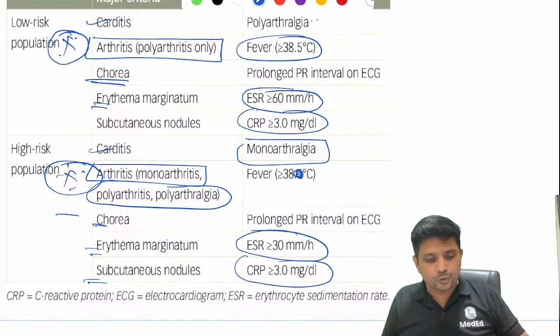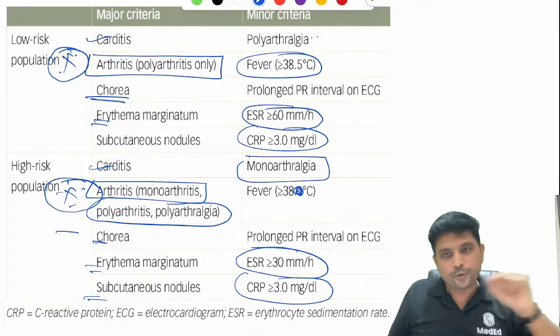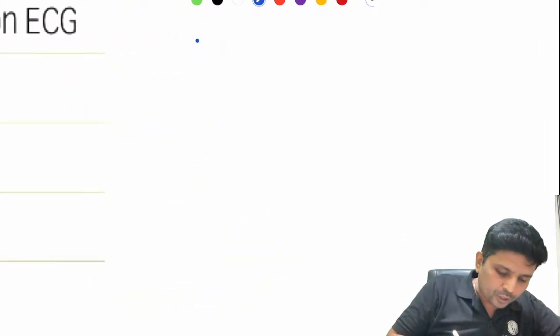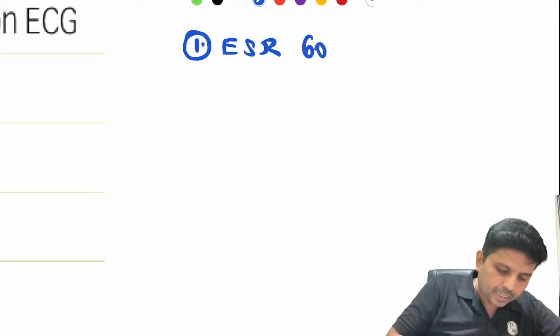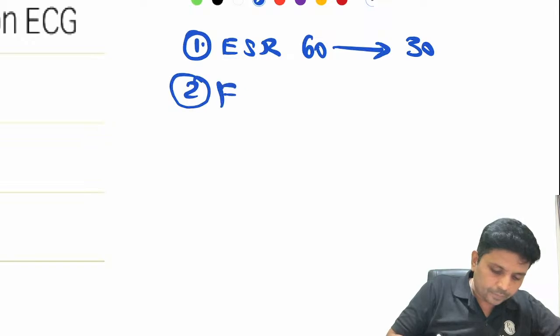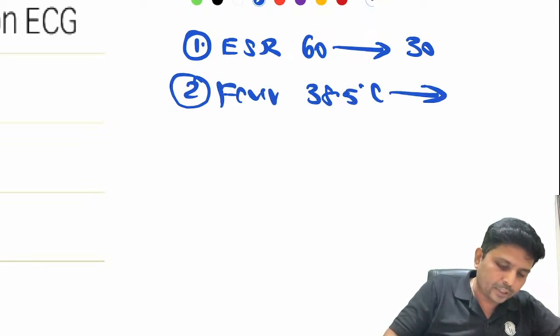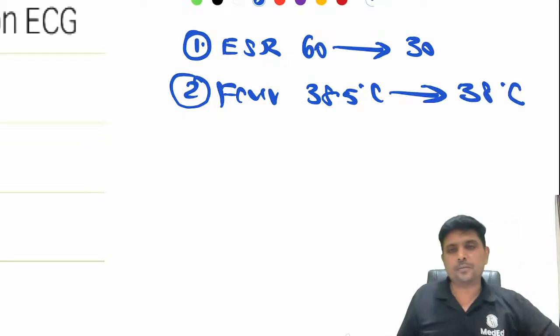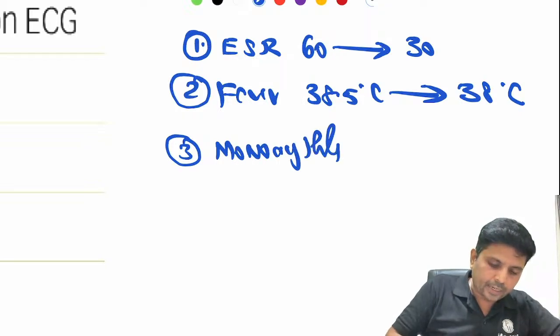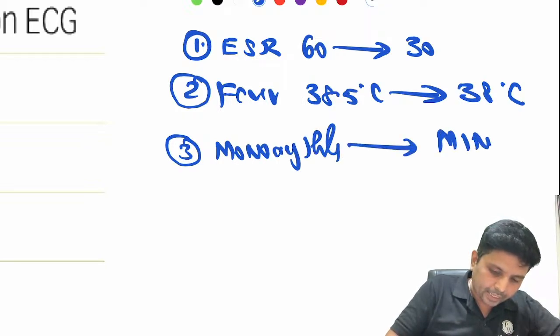So what are all the new changes? This will be asked in your vivas. The new changes are: one, ESR has been reduced from 60 to 30. Two, fever as a minor criterion has been reduced from 38.5 degrees Celsius to 38 degrees Celsius. Three, previously monoarthralgia was not a criterion, now it is a minor criterion in the high risk group.